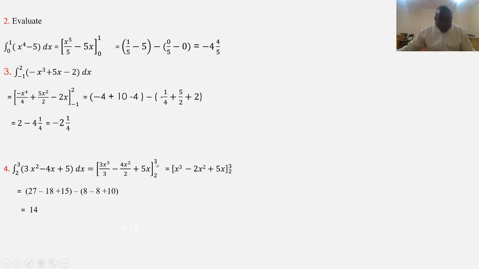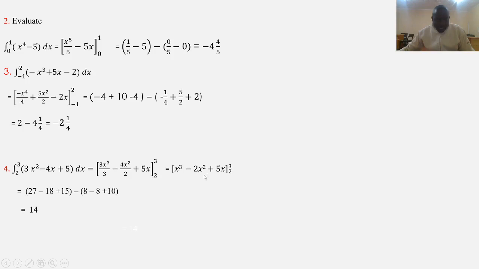So I substitute 3 first so that I subtract the other one. If I substitute 3 here, it will be 3 cubed, which is 27, minus 3 squared is 9 times 2 is 18, minus 18, plus the last one, 3 times 5, which is 15.